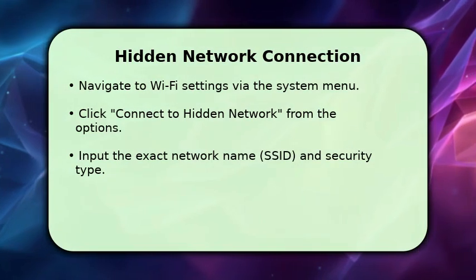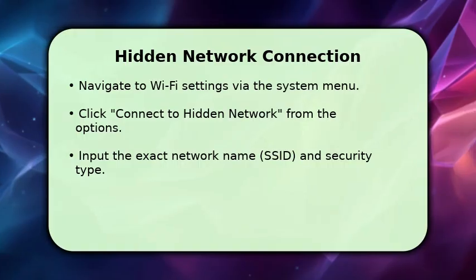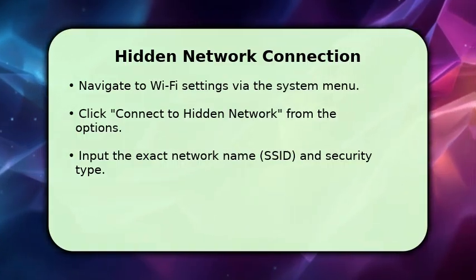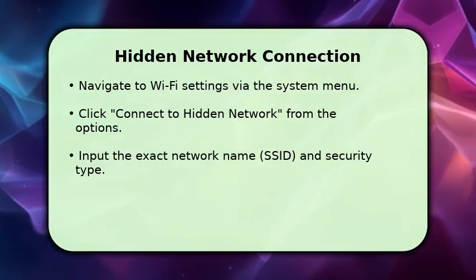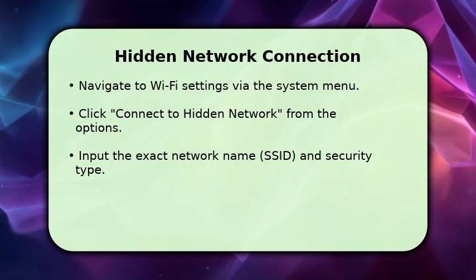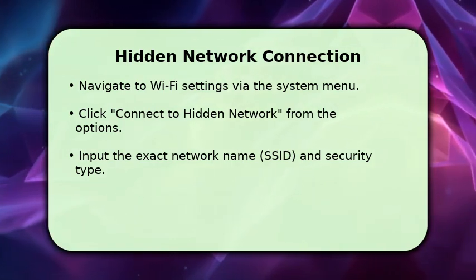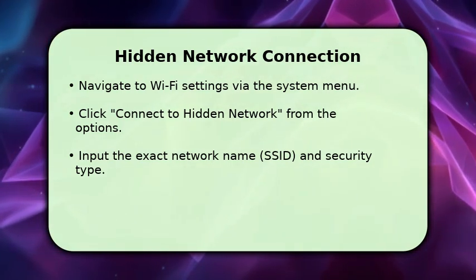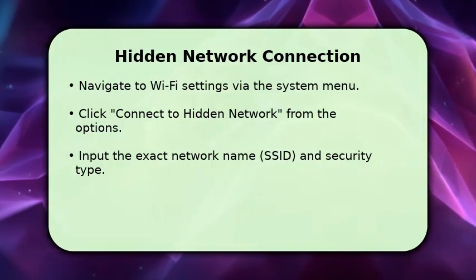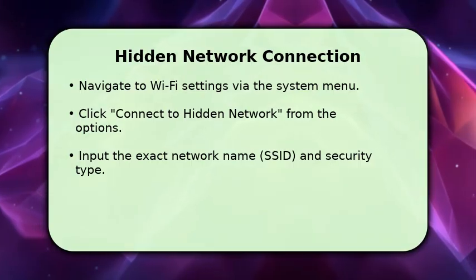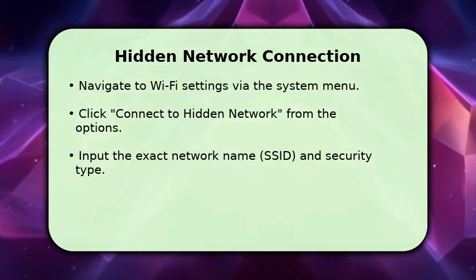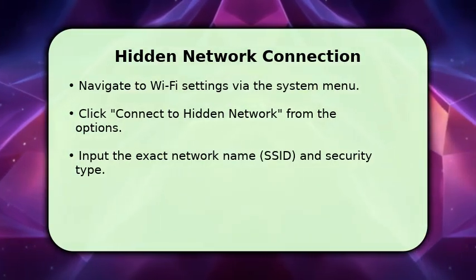Connecting to a hidden Wi-Fi network requires a few extra steps. First, open the system menu, then click on Wi-Fi settings. Look for an option like Connect to Hidden Network or a three-dot menu to find it. You will need to manually enter the exact network name, also known as the SSID, and select the correct security type, such as WPA2 Personal. Finally, input the network's password and click Connect to establish your connection.